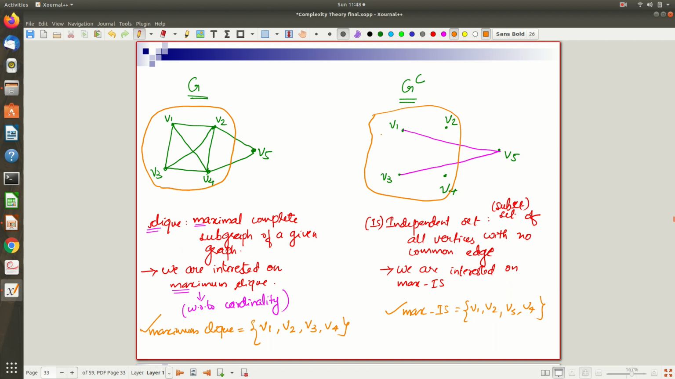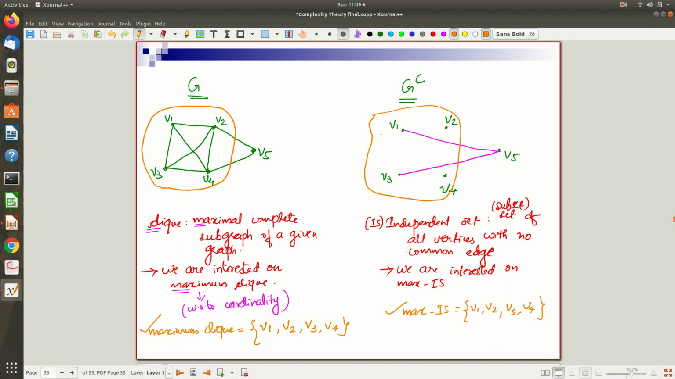Because when I have a maximum clique, every vertex is connected to each other, and the same thing in the complement graph is going to be completely disconnected, because in the complement graph we will remove all edges which are available in the given graph. So that is going to be the maximum independent set. In that way you can prove it easily. Okay, and that observation you can prove.